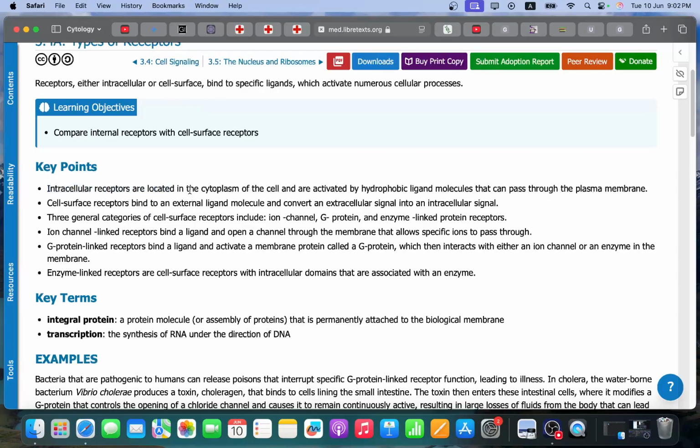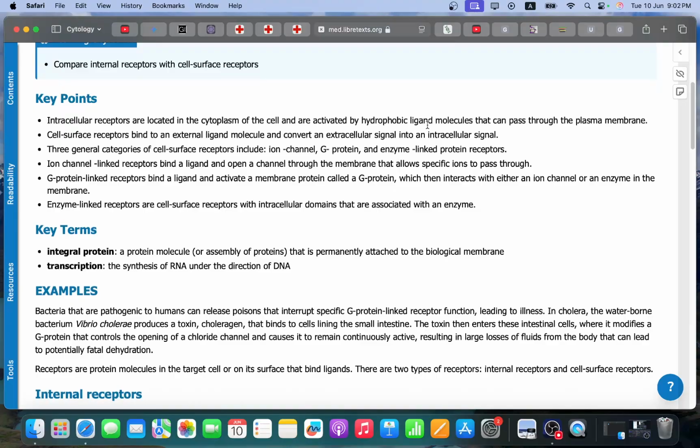Intracellular receptors are located in the cytoplasm of the cell, basically receptors found inside the cell, in the inside layer of the cell. Ligand molecules, I still don't know what that is, can pass through the plasma membrane. Cell surface receptors bind to an external ligand molecule and convert an extracellular signal into an intracellular signal.